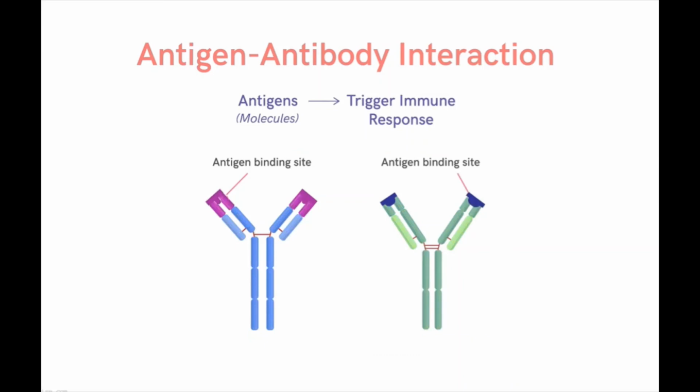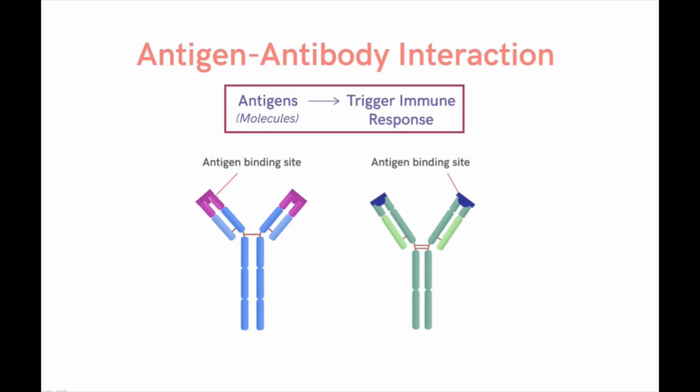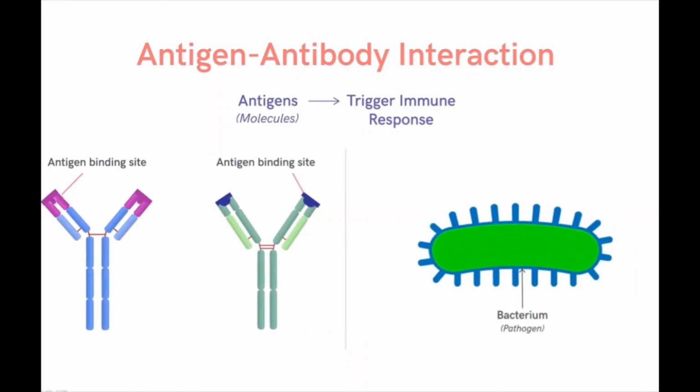And such interactions give rise to a cascade of reactions which ultimately trigger the immune response. So imagine this is a pathogen with these antigens at its surface. On encountering this one, the immune cells will make antibodies specific to these antigens, and thus an interaction somewhat like this will take place. And as a result, the immune system will get further activated.